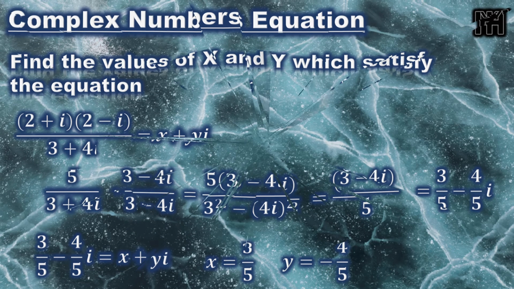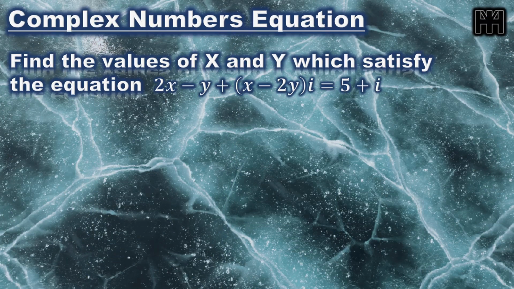Okay. This question is a little advanced, so if you don't understand it, it's no problem. Okay. Find the value of x and y that satisfies the equation (2x minus y) plus (x minus 2y)i equal 5 plus i.